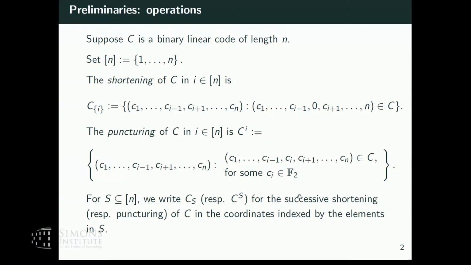We might do this with collections of indices rather than single symbols or single coordinates. And so we'll use the notation shown here for that, a C sub S or a C to the S, depending on if we're shortening or puncturing with respect to a set of indices S.